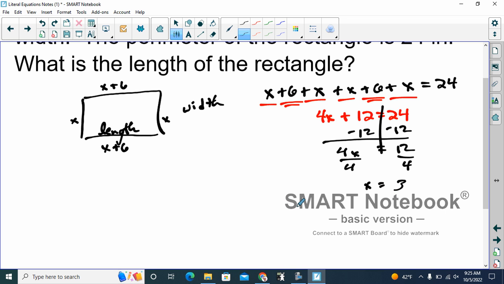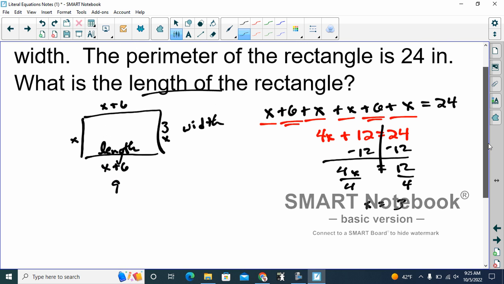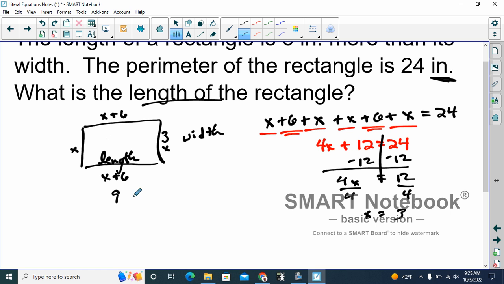As always, it's important to make sure we're answering the question that's being asked. The question wants to know, what is the length of the rectangle? We found x. x is 3. That would be the width. The width is 3. The length is x plus 6. Well, if x is 3, 3 plus 6, the length is 9, and I believe our units are inches. Yes, they are.